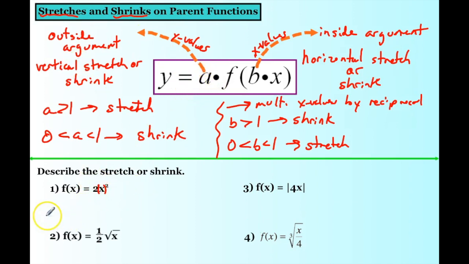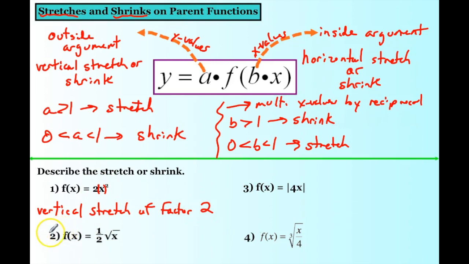So to describe this, I would call this a vertical, because I got to give it direction, and then I got to call it a stretch or a shrink. A 2 is bigger than 1, so it would be a vertical stretch of factor 2. So when I describe the stretch or shrink, I have to say vertical or horizontal. I have to call it a stretch or shrink, and then I have to say what it's a factor by. So I'd be multiplying by 2, so it's a factor of 2.